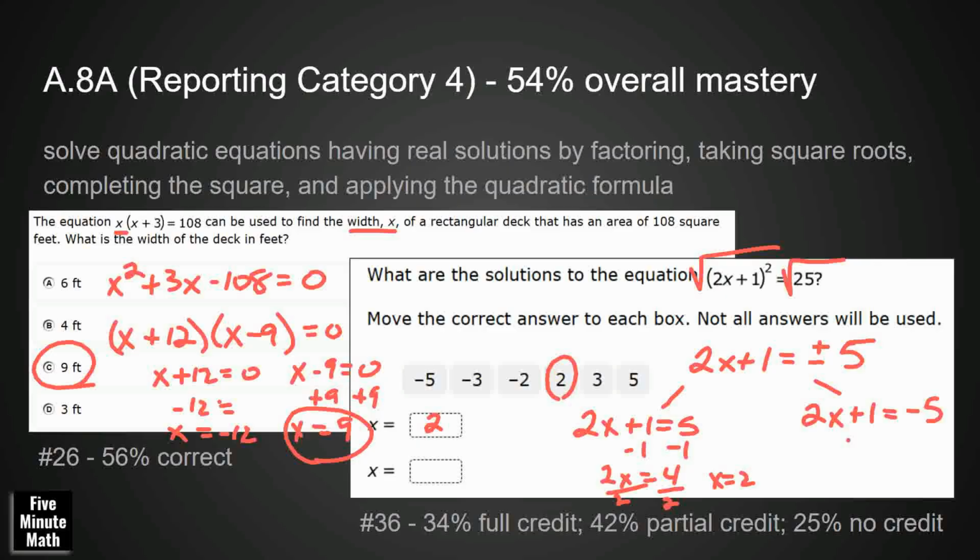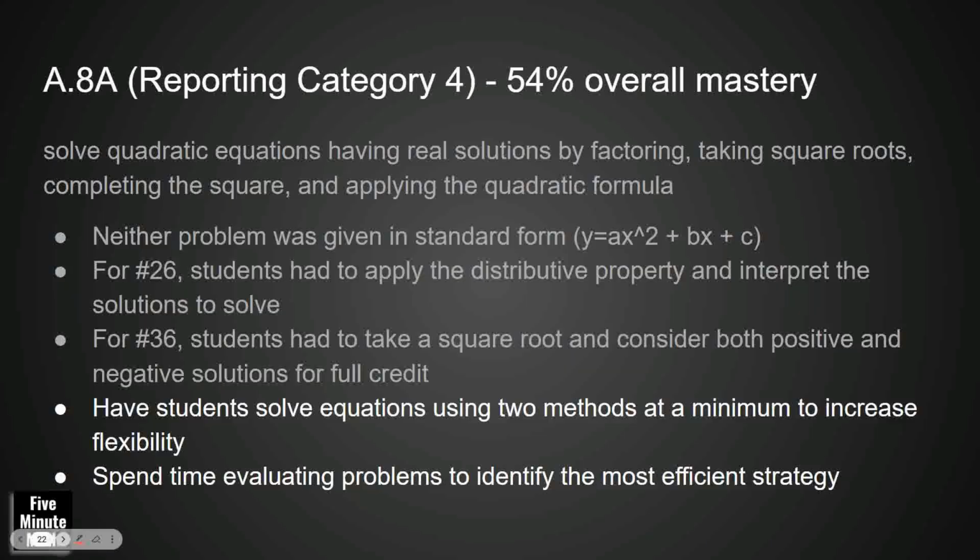And then I'm going to subtract 1 from both sides. I'm going to get 2x equals negative 6. So then x is going to equal negative 3. There's my other answer. Now you could put those in either position. They would accept the negative 3 on the top and the 2 on the bottom if you need to. And you see we had only 34% get both of those items correct.